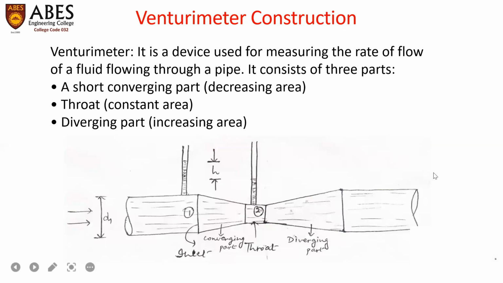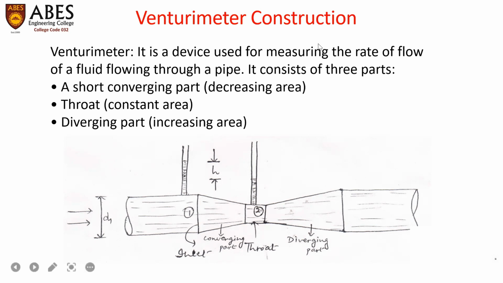First of all, I would like to discuss Venturimeter construction. What is a Venturimeter? And basically, what is the construction part of Venturimeter? So let us see. Venturimeter is a device which is used for measuring the rate of flow of a fluid flowing through a pipe. There are several devices used for measuring rate of flow, like Venturimeter, orifice meter, and rotameter. But here we will discuss Venturimeter.